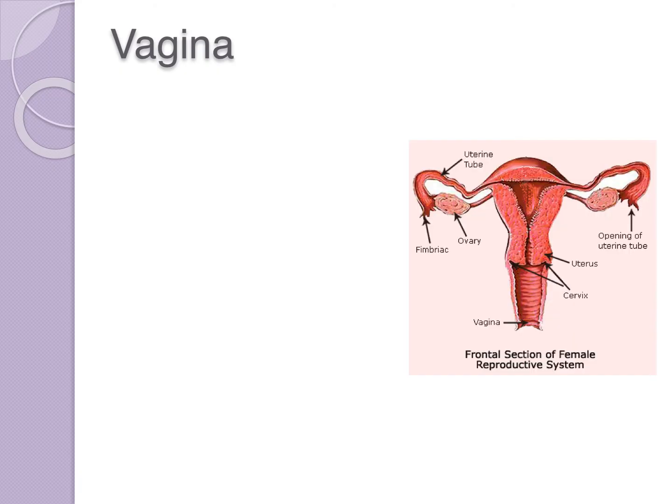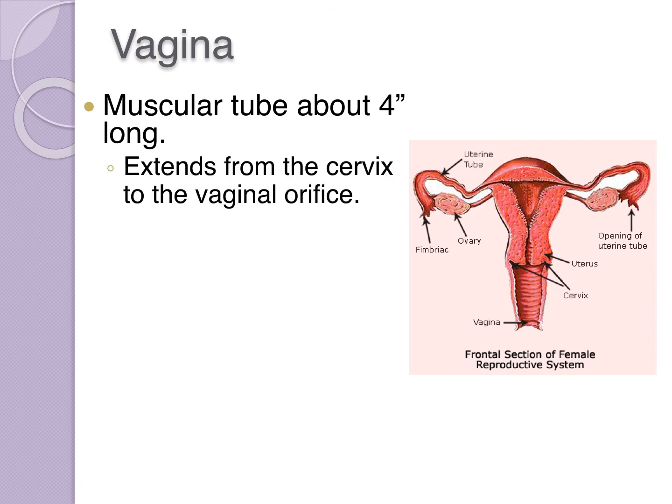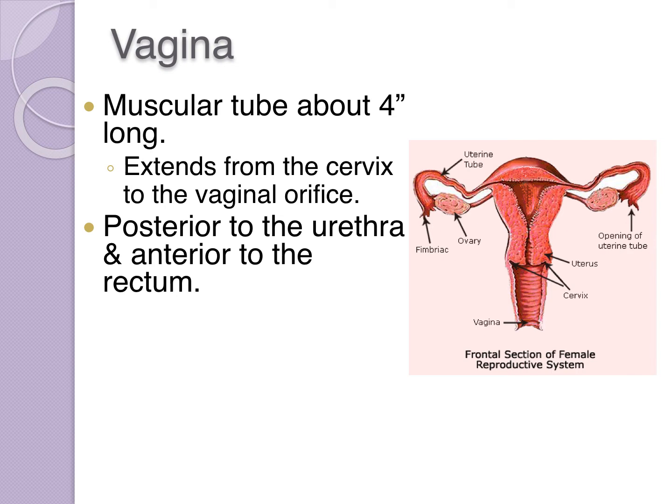The vagina is also muscular in structure, and it's a muscular tube about 4 inches long. It extends from that bottleneck cervix all the way out to the vaginal orifice or the vaginal opening. It's posterior to the urethra and anterior to the rectum. So here, when we're using these anatomical terms, we are very much talking when someone is standing in anatomical position. So upright, feet slightly apart, palms facing forward. That is what we're referring to. Those terms would obviously change if one was in the laying down position.